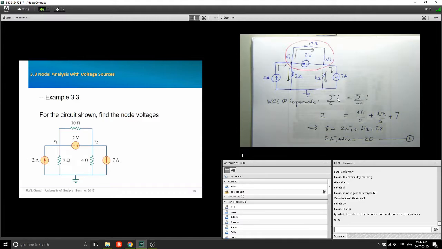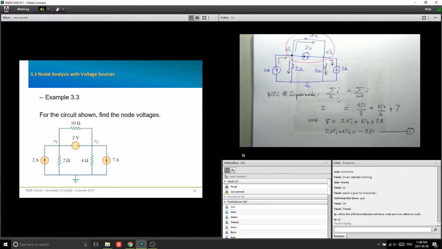So that's KCL at the supernode. I need another equation. As I mentioned, to get the other equation, you have to look inside your supernode. So what can you say when you look inside? Your equation has to be in terms of V1 and V2. These are your two unknowns. So what would the second equation be? Suggestions?